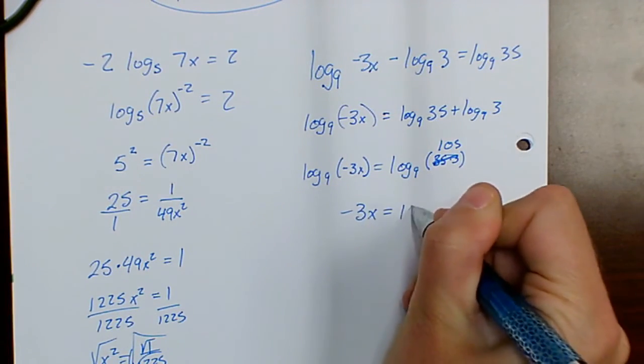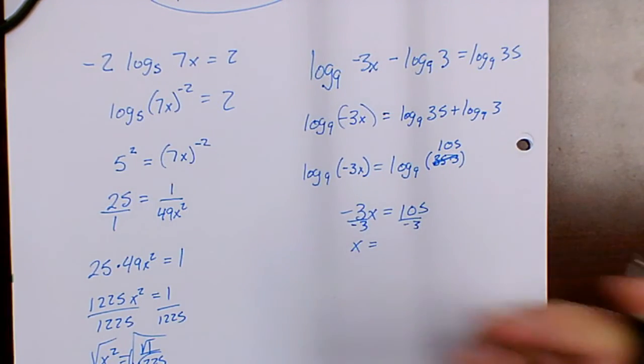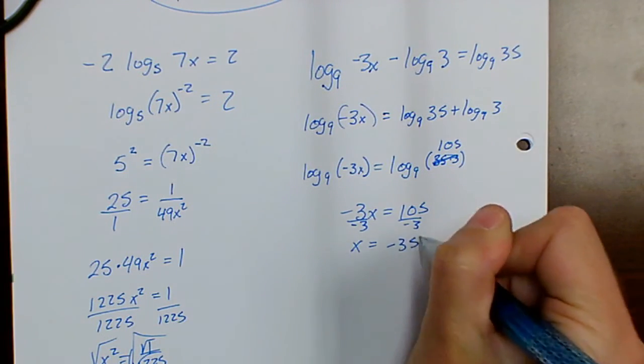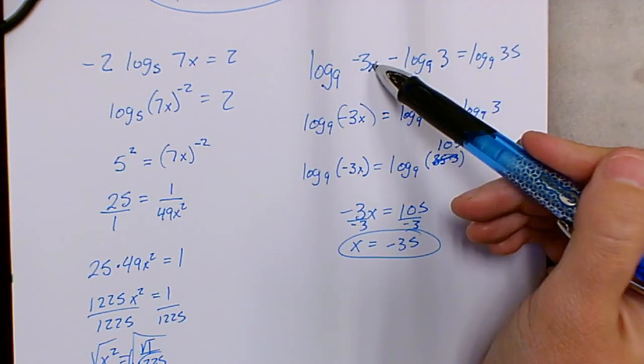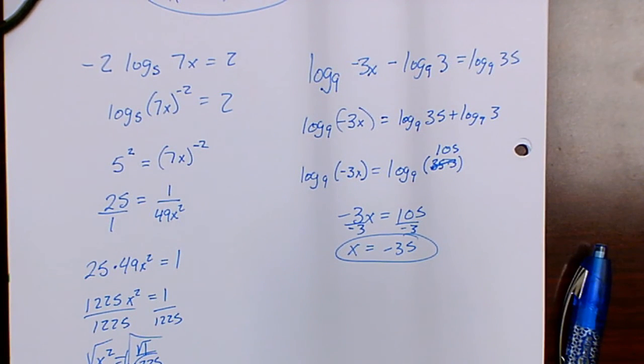So it's really important to know how to condense your logs. So this would actually be negative 35. So if we plug that in here, negative times a negative will give us a positive. So negative 35 will be your answer. Okay, so that is all I have for you with solving log equations.